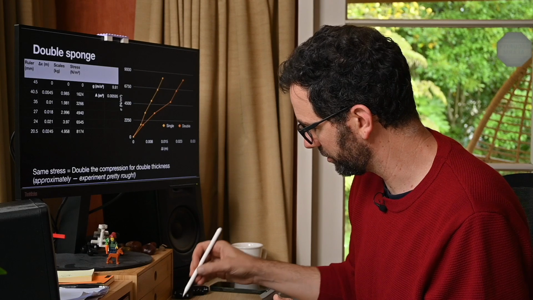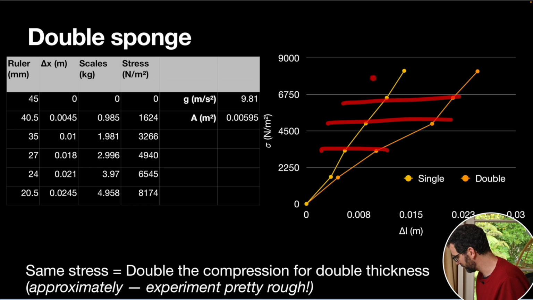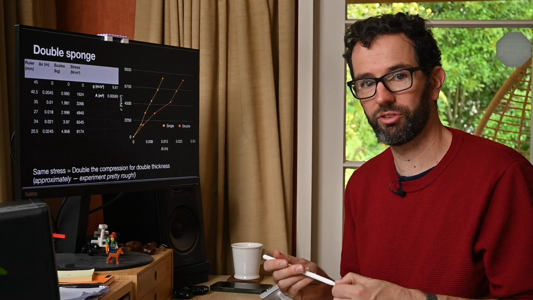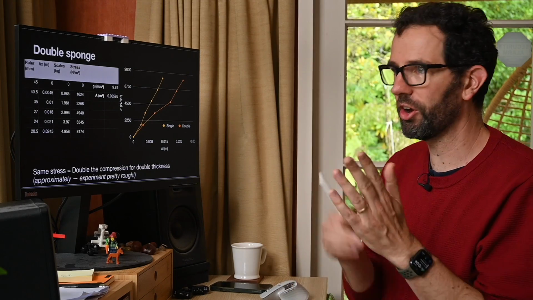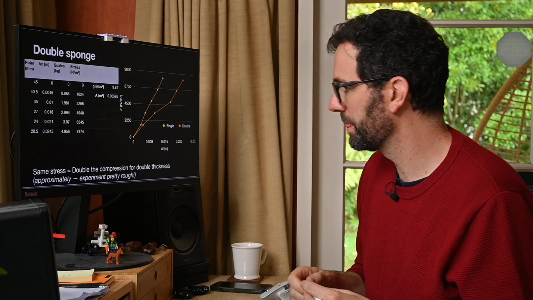So if we look sort of horizontally on our picture, same amount of stress here gives me a whole lot more compression for our double sponge. And in fact, the relationship is kind of double up until about here, and then it goes a little bit different, but essentially, it's approximately double the compression for double the thickness. And if we were using an idealized version of the sponge, that would indeed be what we'd see.